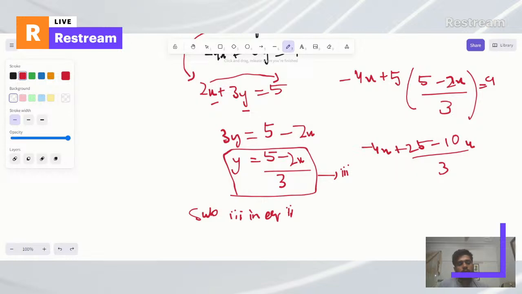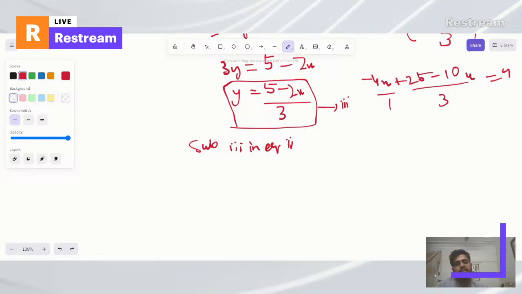Right, now what we're going to do is simplify this. We have to take 3 to the other side, but for that we have to take the LCM over here. So let's take the LCM. We're going to divide the denominators together. It's going to become 3, and now we're going to cross multiply. Okay, so 1 multiplied by anything is going to stay the same. So 3 multiplied by negative 4 is going to become negative 12x plus 25, right, minus 10x equals 9.